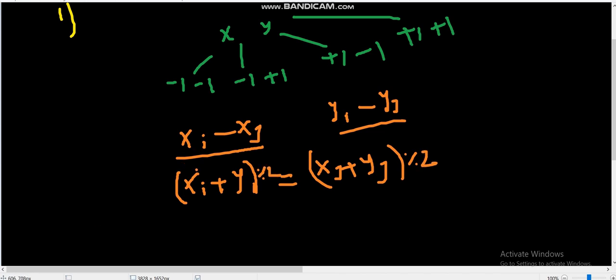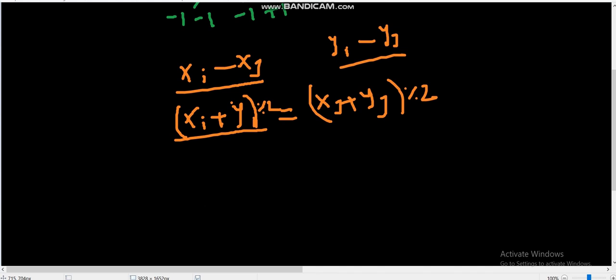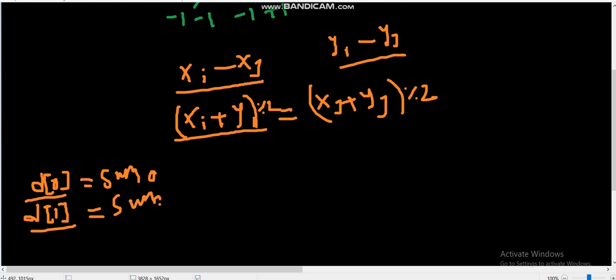If the parities of xi plus yi and xj plus yj are not the same, the distance between them will be 0. So we can group the points by the parity of their sums xi plus yi. I am making two groups, d0 and d1, and we will solve the problem separately for d0 and d1, and after that add them up. Let's say the answer for d0 is sum 0 and for d1 is sum 1. The answer will be sum 0 plus sum 1, because any point in d0 and any point in d1 will have distance 0.